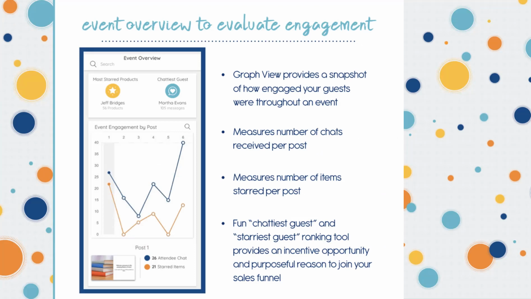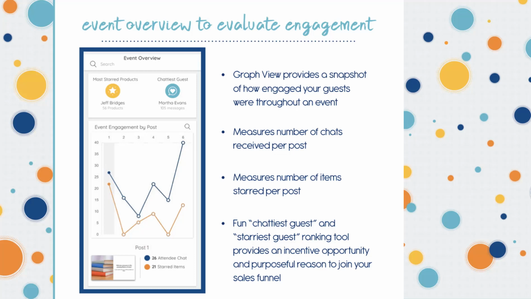Okay, any data geeks out there like me? We love data at Sqweee, so we started to feed you a little bit more information about your events so that you can evaluate engagement and again, make those adjustments if you need to. So what you're looking at here is the event overview in graph view. So I have a snapshot, and you can see I'm looking at post 1 on this one.